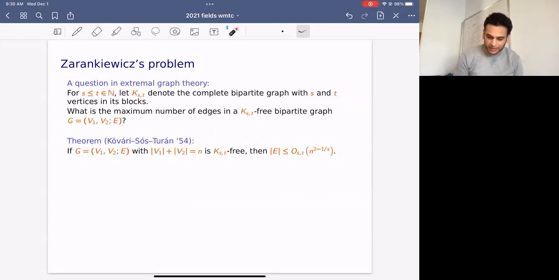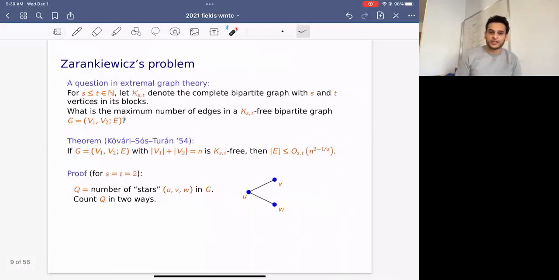I'll talk a little bit about the proof. Here's the proof when s and t are both 2. It's a very standard proof in combinatorics, quite nice. We're going to count the number of stars, structures that look like this, where U is on the left side and V and W are on the right side. We can count this in 2 different ways.